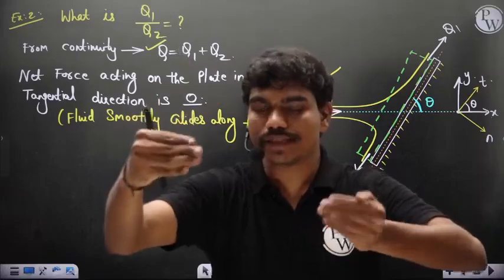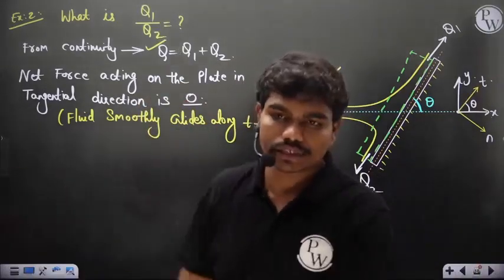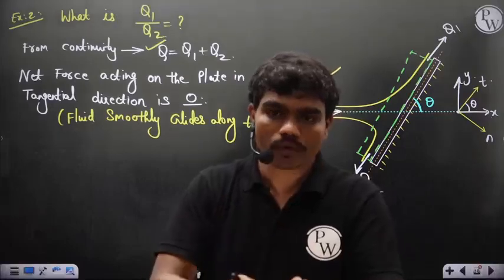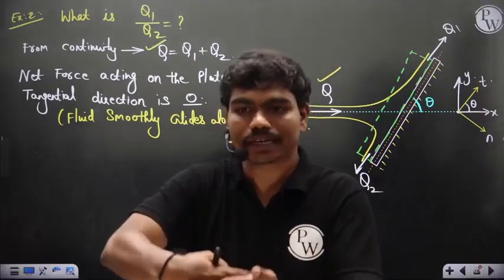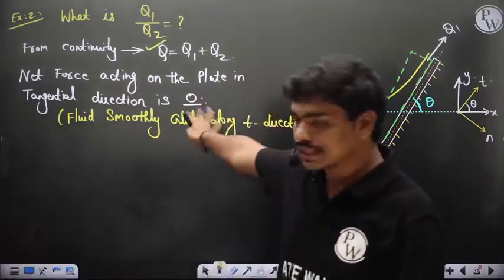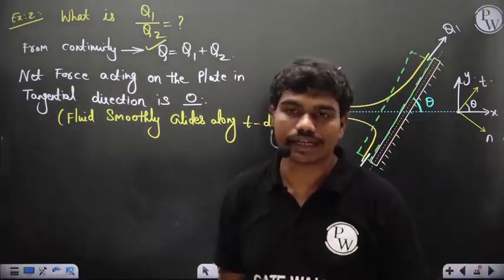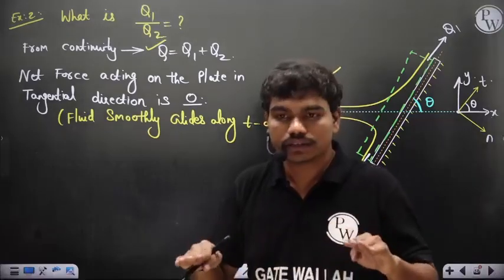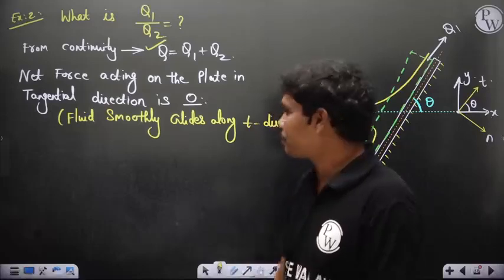If there is friction, then what happens? The plate will try to stop the fluid. Normally, if the fluid has viscosity, the plate will try to stop the fluid, and as a result the fluid will also exert some force on the plate. But in general there is no friction. We are not doing any frictional analysis, so it just glides smoothly. There is no point where the fluid and the plate get into force interactions. So this is 0.